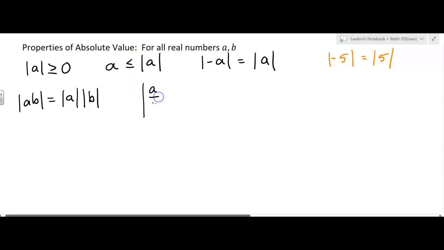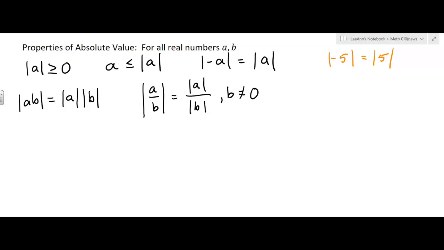And then in division, we have something similar. The absolute value of A divided by B is equal to the absolute value of A divided by the absolute value of B. But we do want to make sure we know that B does not equal 0, since we're not going to divide by 0 here. Okay, and then the last property is probably the most exciting. I feel like I left a property out. There's 6 of them. 1, 2, 3, 4, 5. Okay, yeah, this is the last one.